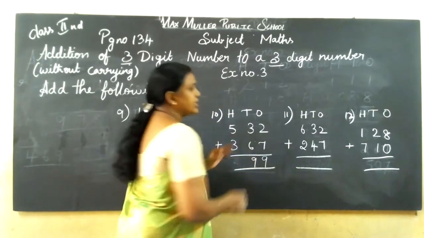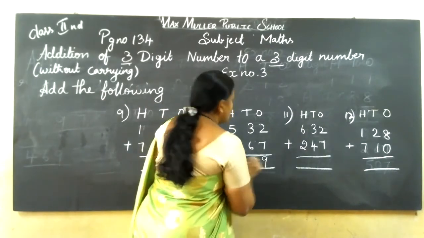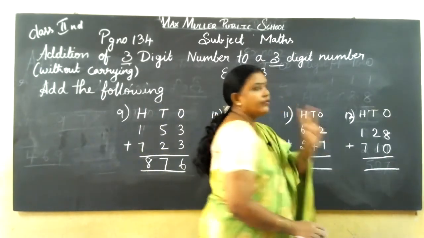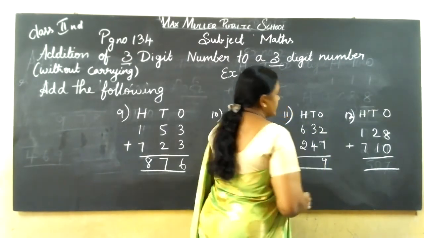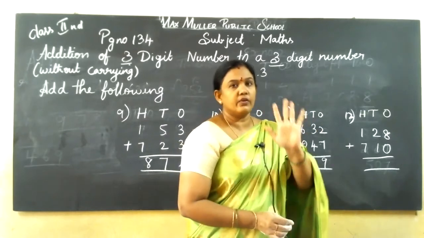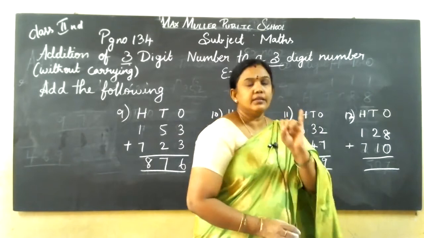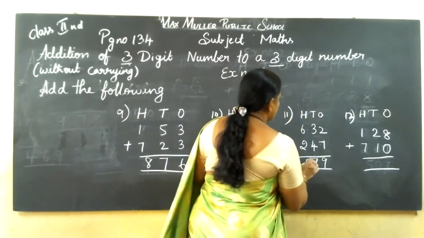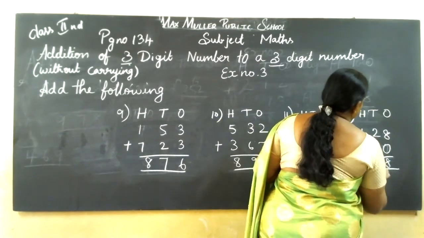5 in the mind, 3 in the finger. After 5, 6, 7, 8. 7 in the mind, 2 in the finger. After 7, 8, 9. 4 in the mind, 3 in the finger. After 4, 5, 6, 7. 6 in the mind, 2 in the finger. 8 plus 0, 8. 3.